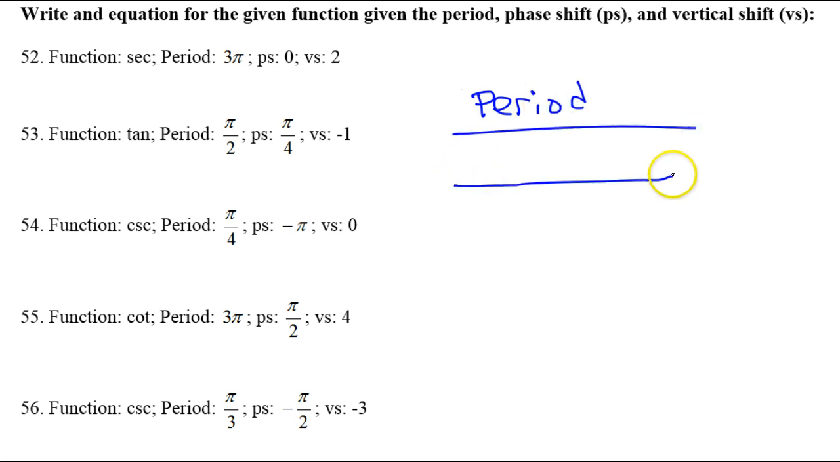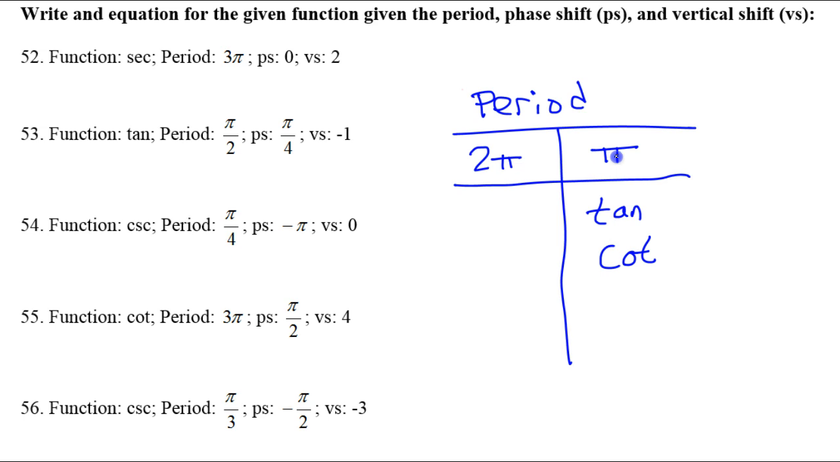For these periodic functions that we're dealing with, there are two periods. Most of the functions have a period of 2 pi, but a couple of them have a period of pi. Those are tangent and cotangent. They repeat after pi radians. The other four that we deal with, like sine and cosine, and then the reciprocals, cosecant and secant, all have a period of 2 pi. So keep that in the back of your mind.